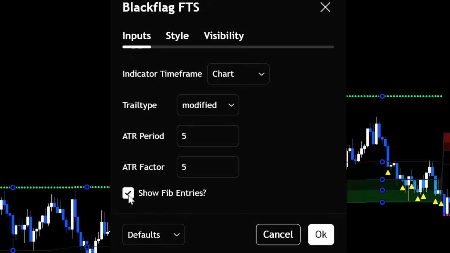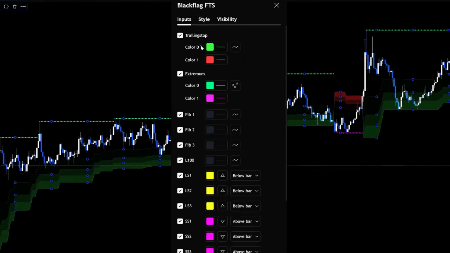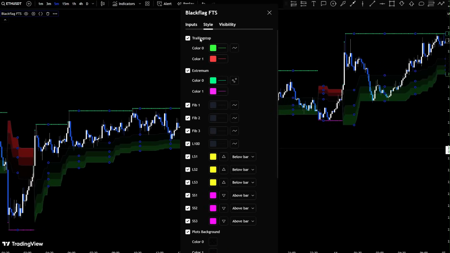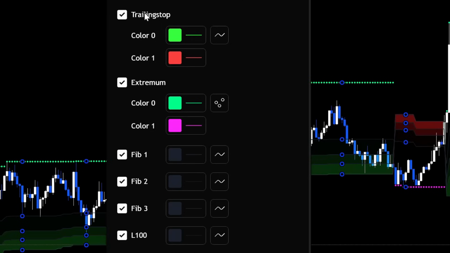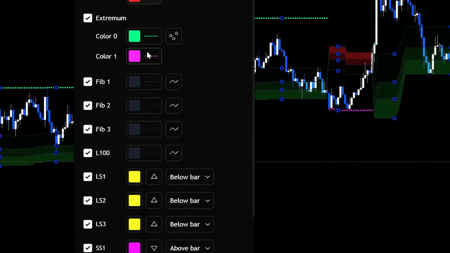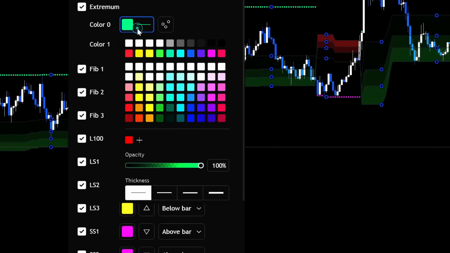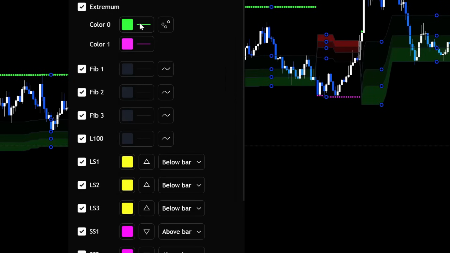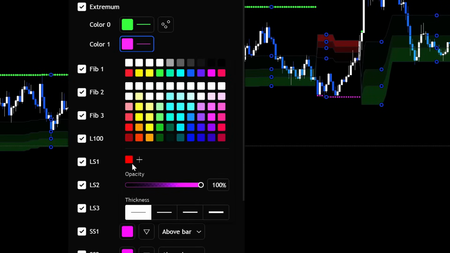Also, let's turn off those Fib entries for now. They'll just make things look cluttered. Okay, now let's clean up the chart a bit. Go into the install settings and disable the trailing stop. See? Much cleaner. Now, next, let's make those exclamation dots really stand out. Change the color to something bright, maybe yellow or green, and make them a little thicker so they're easier to spot. Makes trading a whole lot easier.